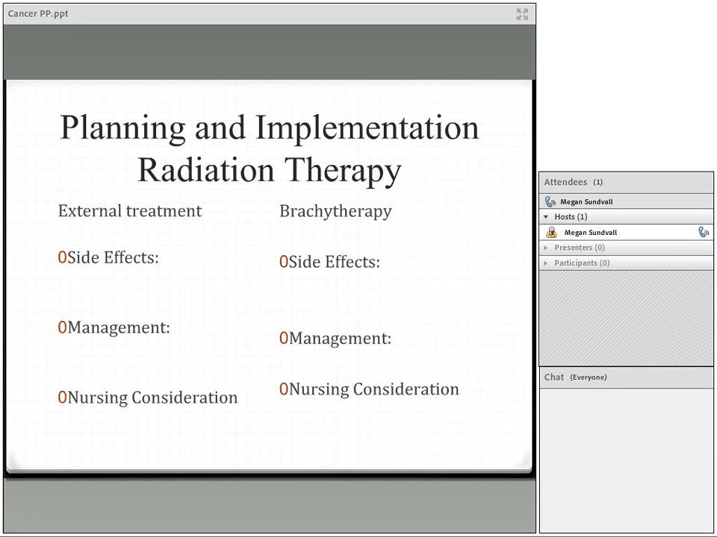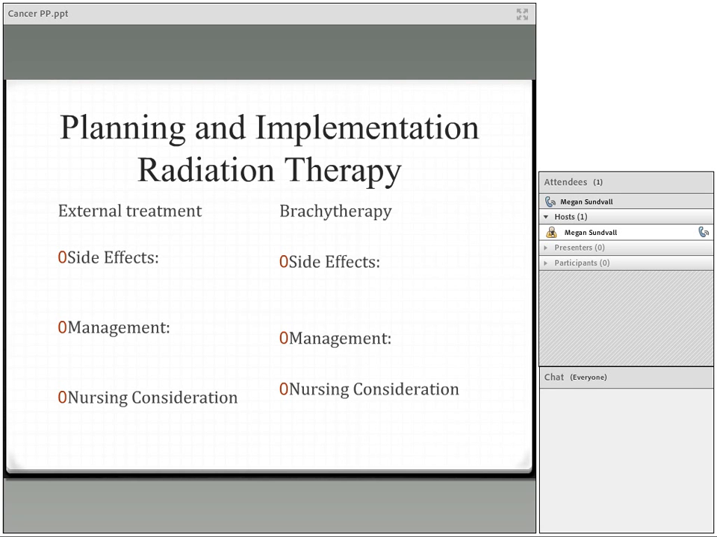So looking at radiation, so external treatment, side effects here: nausea, vomiting, abdominal pain, cramping, watery stools. Fatigue is another big one. Skin irritation such as burns and swelling. Make sure for any burns of the skin that you are not applying an oil-based lubricant like Vaseline or something to that area. It would need to be a water-based type of lotion or treatment.